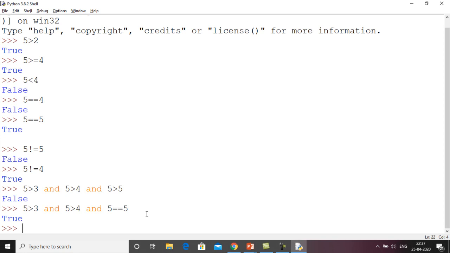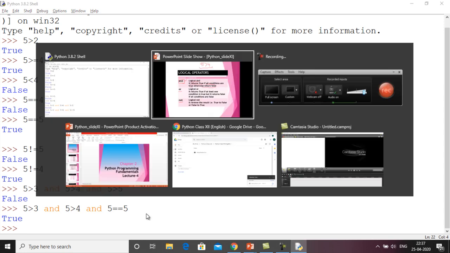Alright, so I hope you understand that whenever we use the AND operator between multiple conditions, we get the true result only and only if all the conditions are true. Even if a single condition turns out to be false, then the entire result will be false. Okay, so this is basically the condition with the AND operator, right?